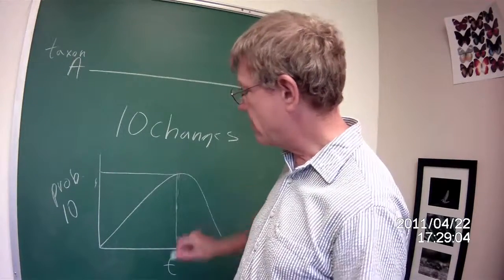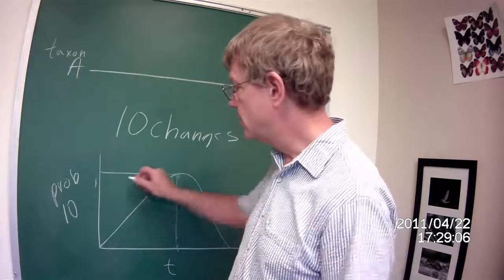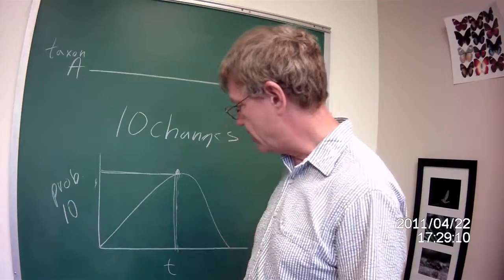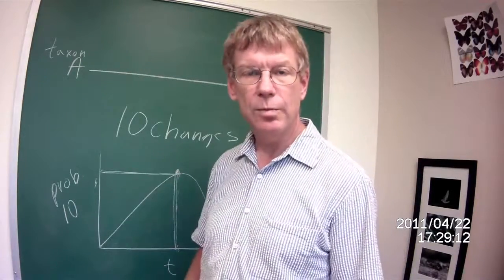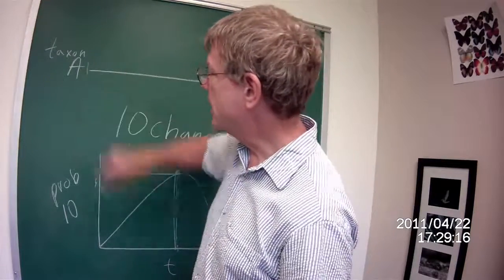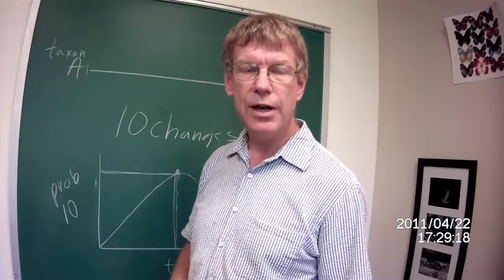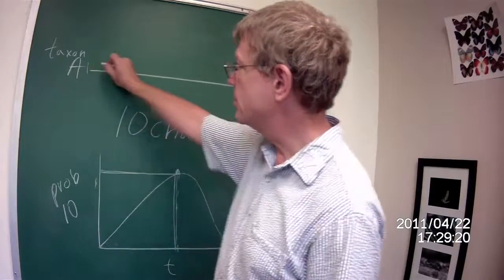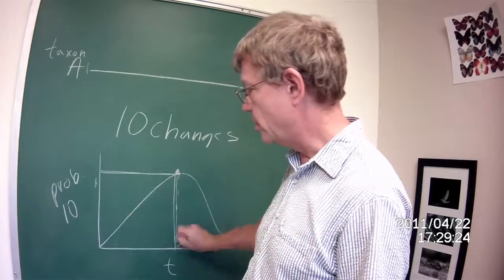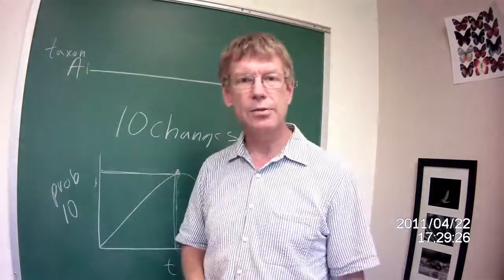So this describes a maximum likelihood curve where we have a peak right here and we have a time that we'll be able to associate with a branch length, such that at a given period of time, the probability of observing 10 changes between A and B is maximum right here. So that's a maximum likelihood.